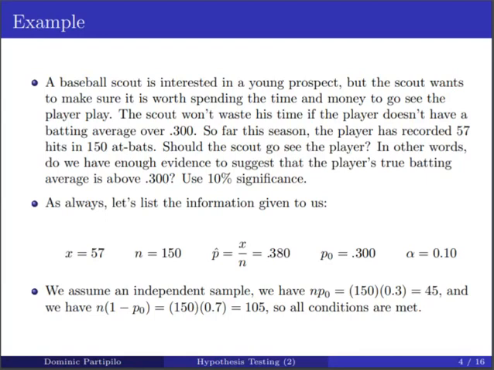And here we're going to assume an independent sample, which in other words means that the result of one at bat isn't affected by the result of the previous at bat. We're just going to assume that's true, otherwise we wouldn't be able to carry on with this test. So we have n times p0, which is one of the normality checks we have to do, which is 150 times 0.3, and that gives us 45. And then n times 1 minus p is 150 times 0.7, and that gives us 105. So all of our conditions have been met here, and now we're allowed to carry on with this test.